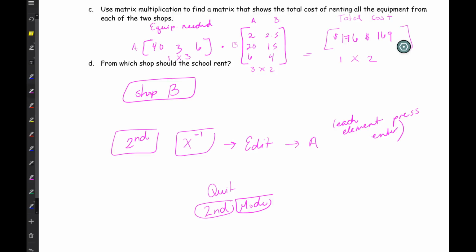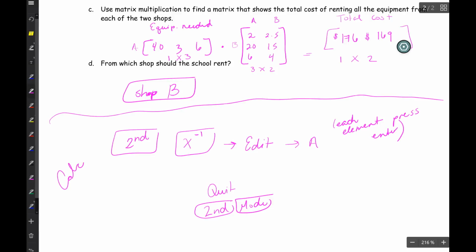Shop B. No. This is just how to enter the matrix in on the calculator. Okay, I'm going to go ahead and stop the video.